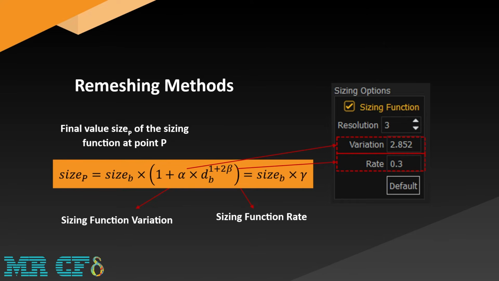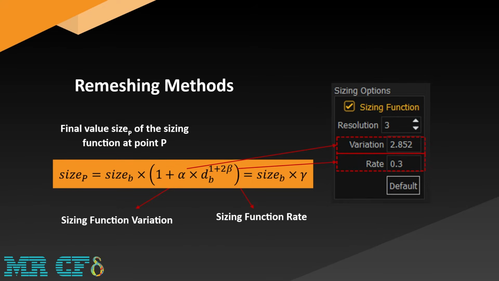In fact, alpha, or the variation parameter of the size function, controls how large or small an interior cell is compared to its nearest border cell. This parameter varies from -1 to infinity. For example, a value of 0.5 indicates that the size of the inner cell can be at most 1.5 times the size of the nearest border cell, and conversely, a value of -0.5 indicates that the size of the inner cell can be half the size of the nearest border cell.